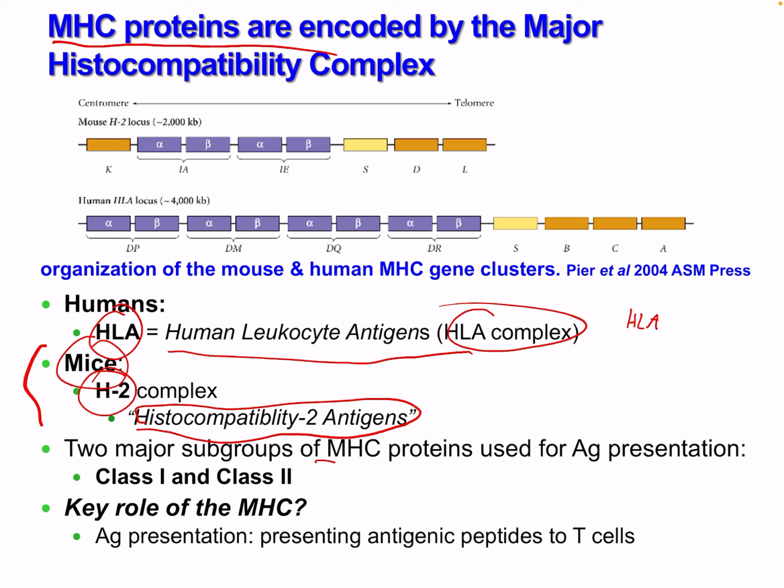Two major subgroups of the MHC proteins are used for antigen presentation. This includes our class 1 and class 2. And the key role of the MHC is antigen presentation, presenting the antigenic peptides to the T cells.